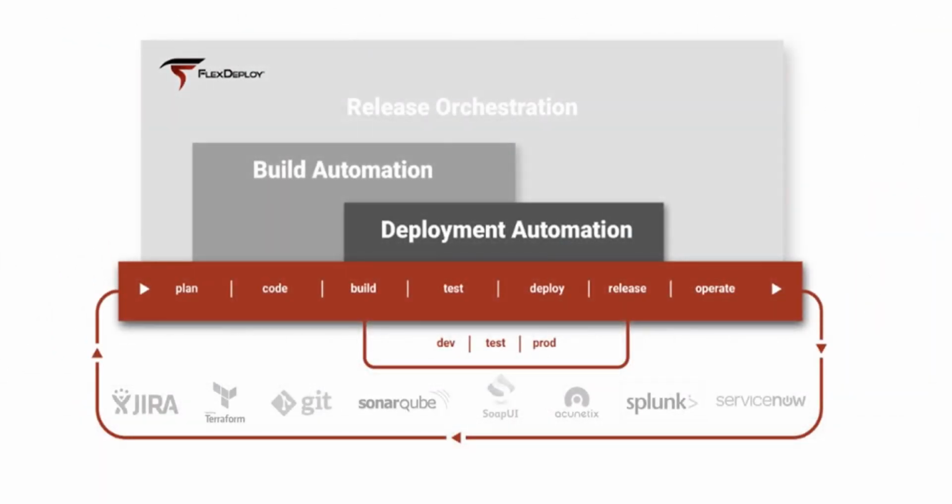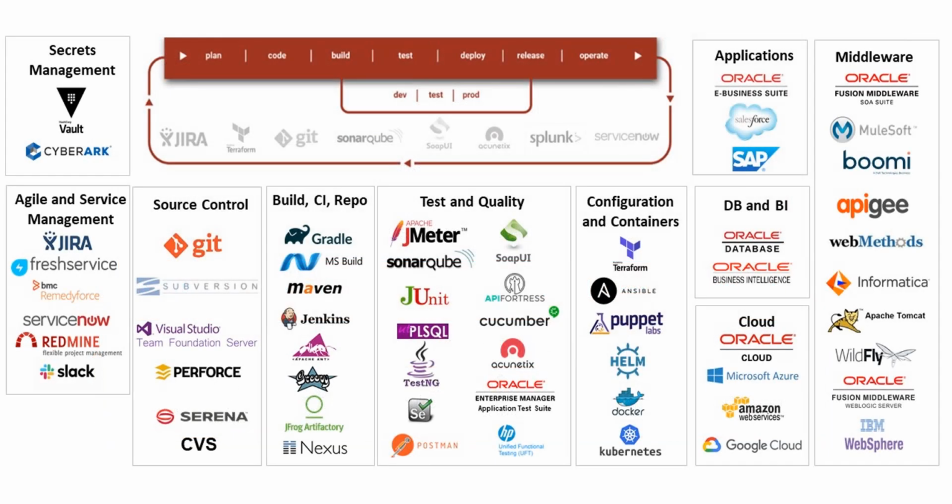FlexDeploy is a DevOps platform for continuous delivery and release automation, which orchestrates and streamlines the lifecycle of planning through operations and monitoring. FlexDeploy integrates your toolchain and provides a comprehensive solution for build automation and continuous integration, deployment automation, and release orchestration. FlexDeploy includes plugins and integrations for commercial and open source technologies that you're using today and makes it easier to adopt new tools over time.